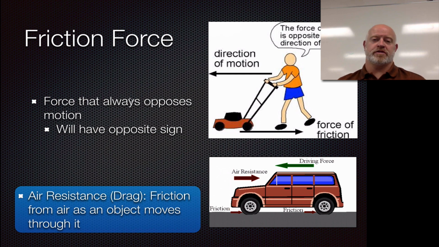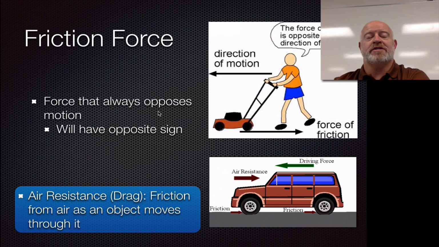Now we have friction force. Friction force is always applied in opposition to motion. As something moves, for example, if I'm pushing my lawnmower, mowing my lawn like I did this weekend, the friction on those wheels, the friction of the grass against the lawnmower, is all pushing in reverse. It's always opposite of my motion.